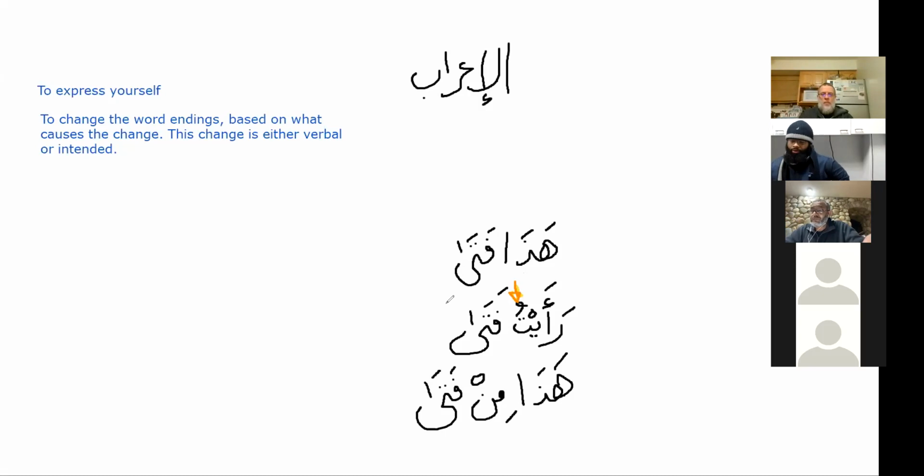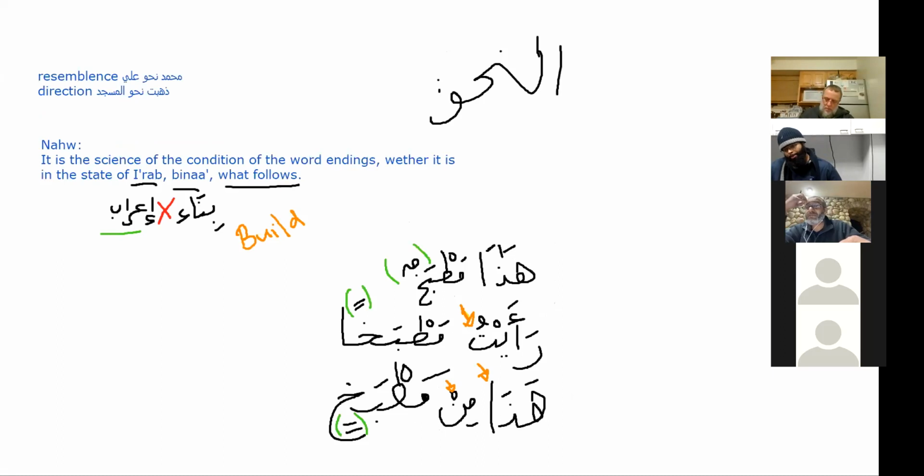Again, what we're trying to get today is the concept of i'rab and nahu and bina. The concept. What does it mean? Why is the ending changing? When does it change? Recognize that it's the same word, it's just in a different placement in the sentence. This is what we're trying to grasp today. All right? Is there anything that isn't clear?